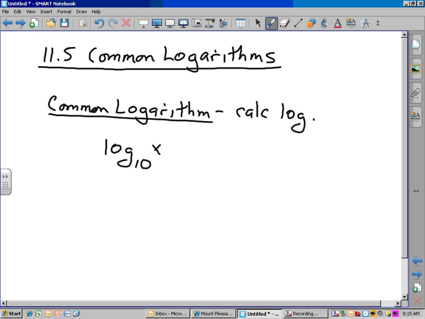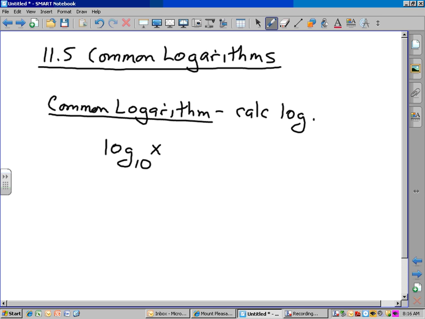We'll say x. Log base 10. Calculator log. Okay, that's the button on your calculator, right beside, I believe it's number 7. On your graphing calculator. Scientific calculators should have them as well.